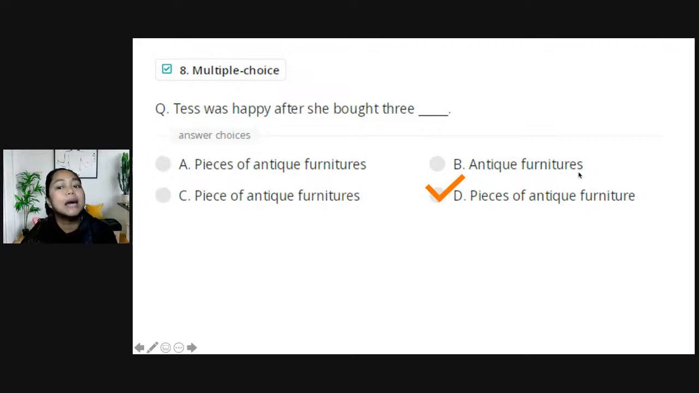You don't use letter S. Walang S dapat. Your furniture is an uncountable noun, a non-count noun. So it should not be ending with S. Okay, so grammatically speaking, dapat wala siyang S.